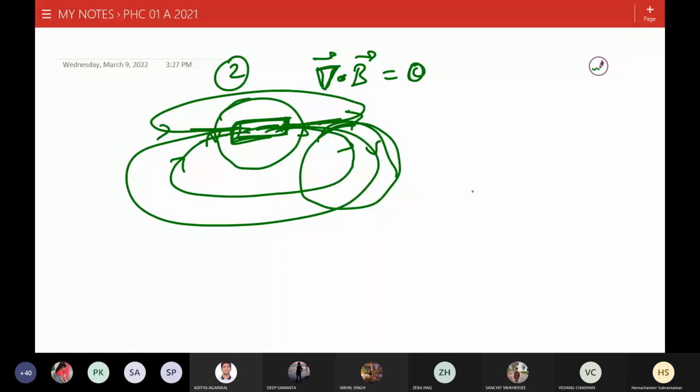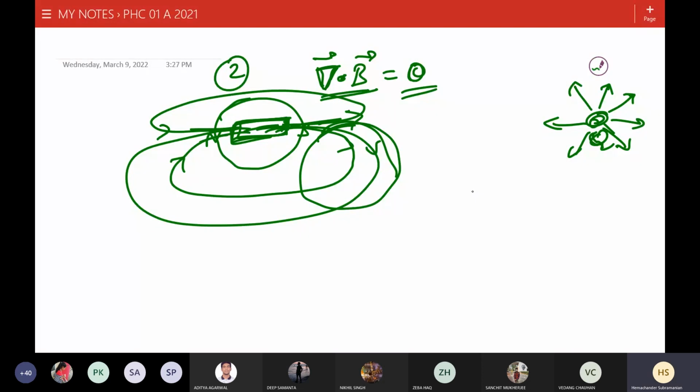Am I right? Yes, sir. Okay, so divergence of B will always be zero. Flux lines are not created anywhere. In charge, when you have a charge Q, you have flux lines created. The flux lines are created, whereas here, the flux lines are not created. Can you guys tell me why?